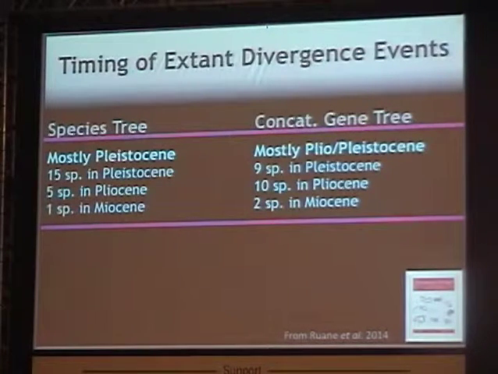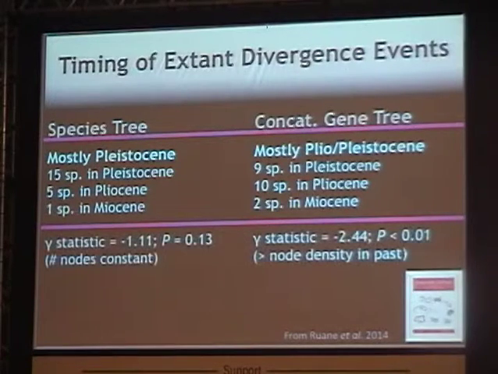And then we're having less and less as we go further back in time, with 5 in the Pliocene, 1 in the Miocene, versus 10 and 2 in the Pliocene and Miocene. And if we take a look at the gamma statistics.